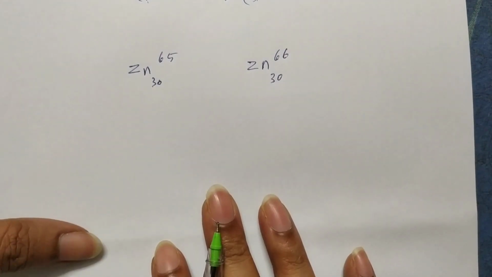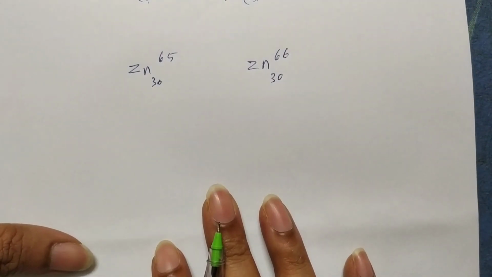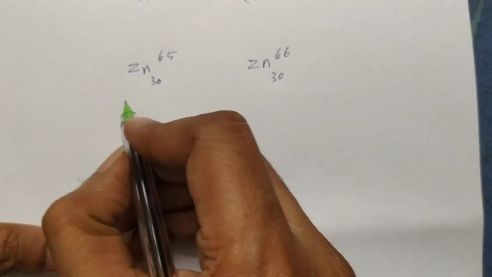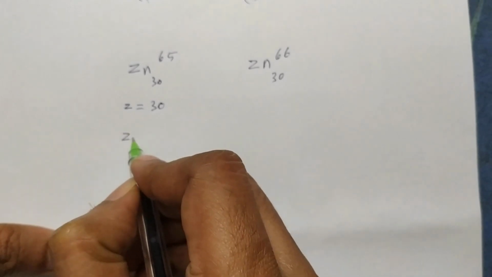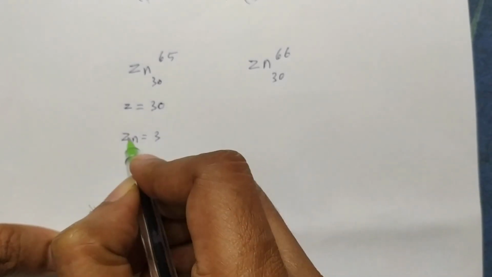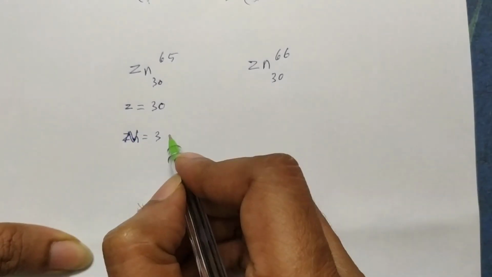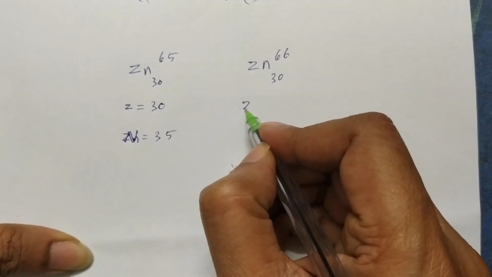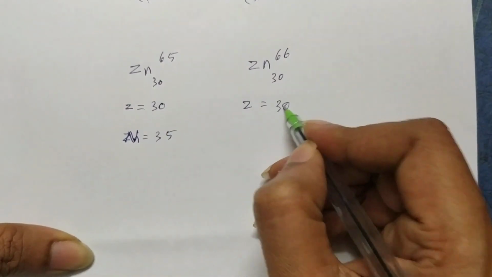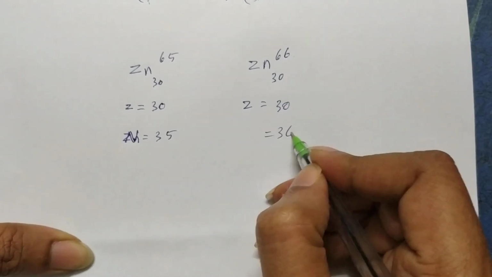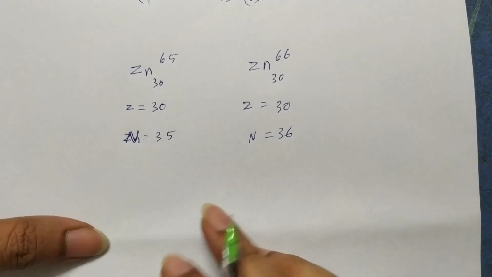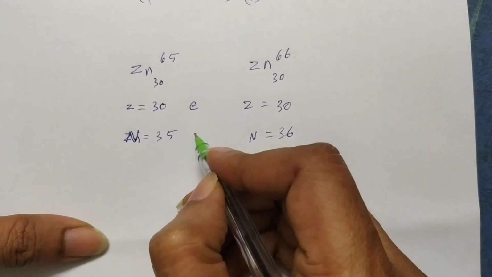See another example, zinc-65 (Zn 30,65) and zinc-66 (Zn 30,66). What is the number of protons? 30. And what is the number of neutrons, represented with N? 35. And in the other element, the number of protons is 30 and the number of neutrons is 66 minus 30, that is 36. The first has an odd number of neutrons, and the second has an even number.